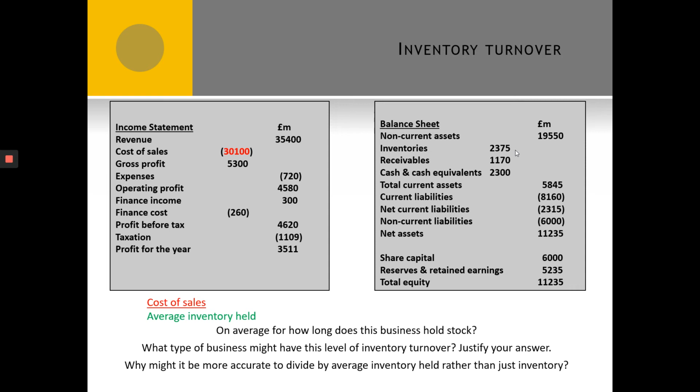Is it going to be something like the answers we've had previously? Is it going to be daily? Is it going to be every quarter? Is it going to be annual? And think about the answer to the final question: why might it be more accurate to divide by average inventory rather than just inventory? So pause the video now and have a go answering the questions.